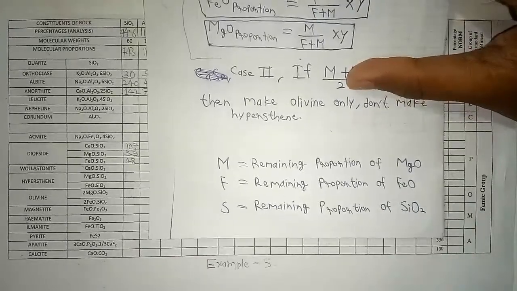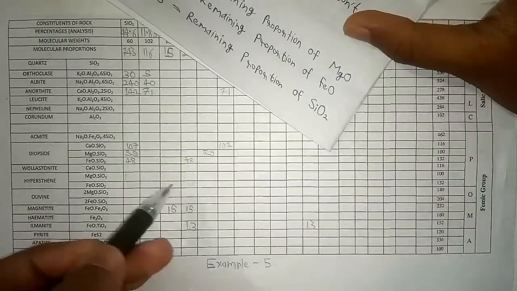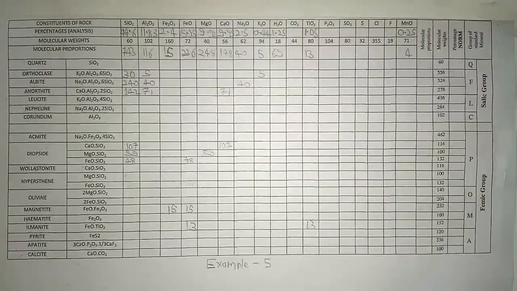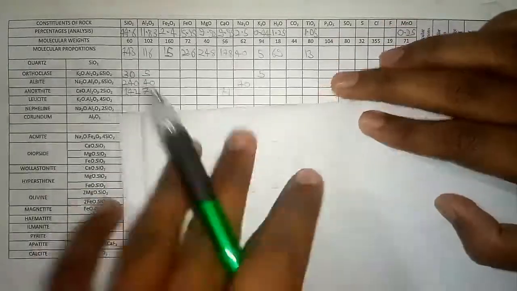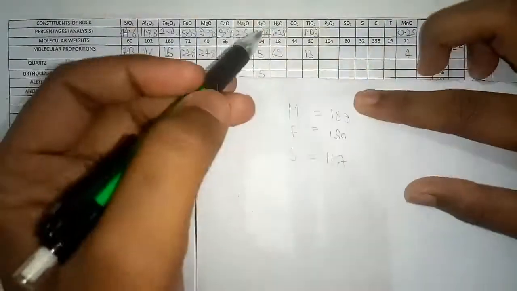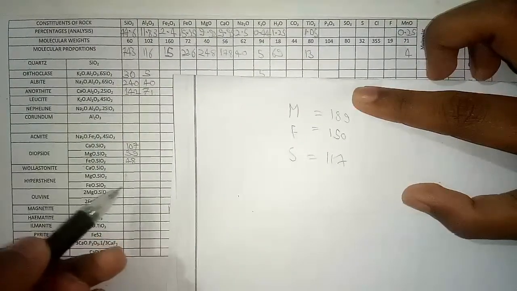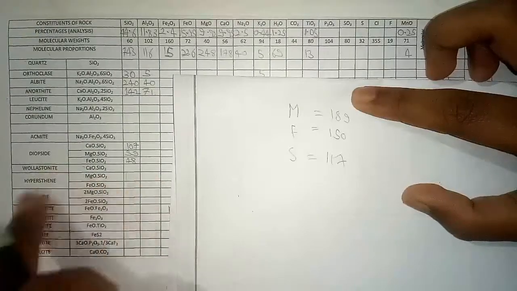So now how will we find m? We know it is 189 because we have rubbed it out here. So m is 189, f is 150, and s is 117. And how is s 117? As we are going to convert hypersthene to olivine, we have to rub out hypersthene first. We have rubbed out all hypersthene. Now hypersthene is 0, olivine is 0.